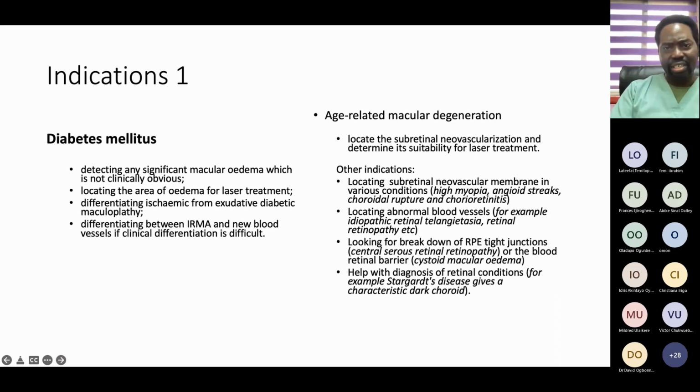Another indication is age-related macular degeneration. It helps us to locate where the subretinal choroidal neovascular membranes are, and it helps us to characterize them. We'll talk about that.